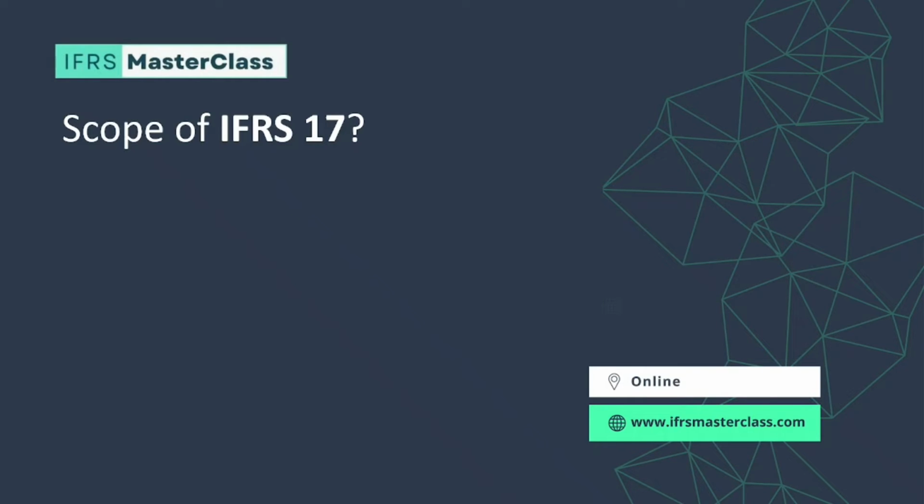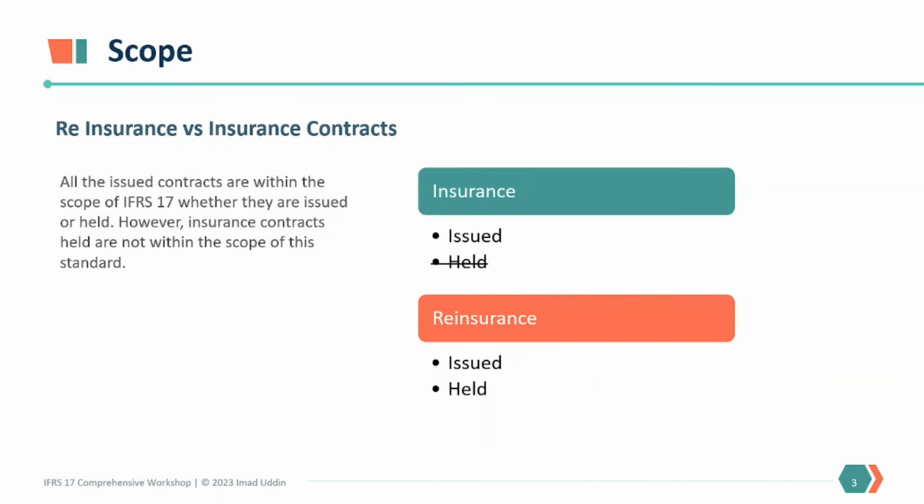Alright, let's now understand the scope of IFRS 17. IFRS 17 is applicable both to insurance contracts as well as reinsurance contracts. A reinsurance contract is when insurance companies get their risk insured by reinsurance companies, which means the insurance risk is being ceded.